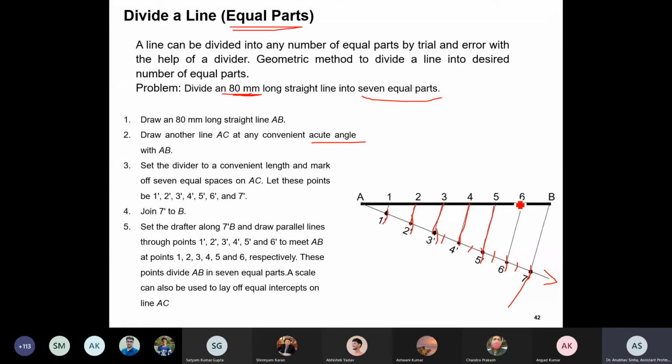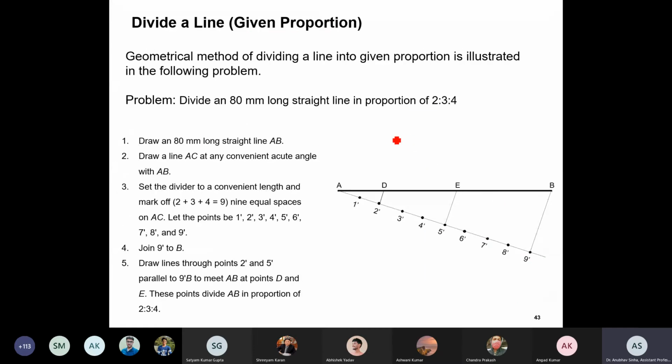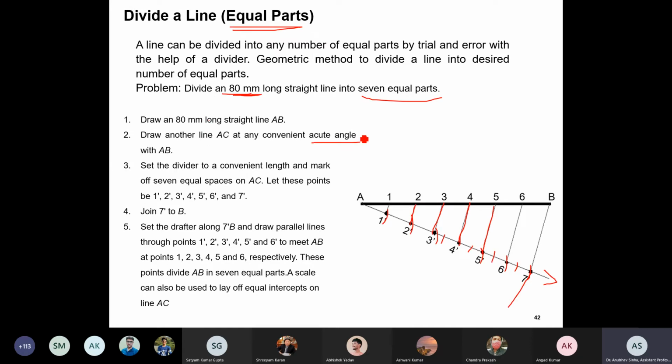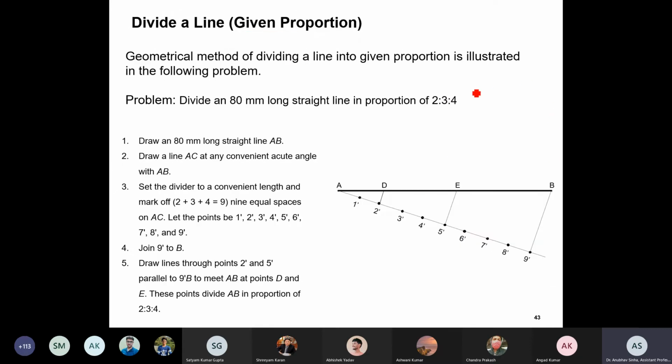Fine. Similarly, if you want to divide the line in a ratio, for example here it was 7 equal parts, now I want it in the ratio of 2:3:4. So again I will make that many divisions here, and then I will take 2 divisions. What is the ratio? 2:3:4. So 2 divisions here, 3 divisions here and 4 divisions here.